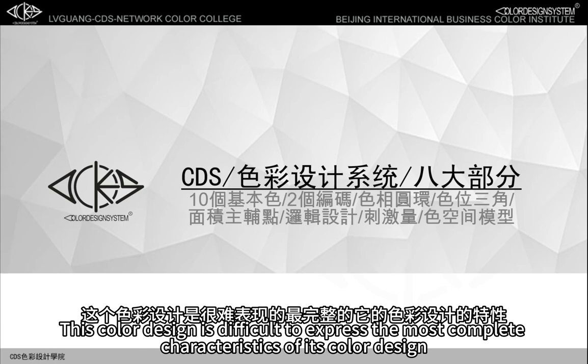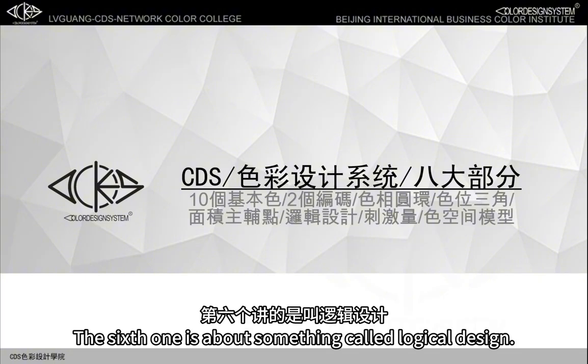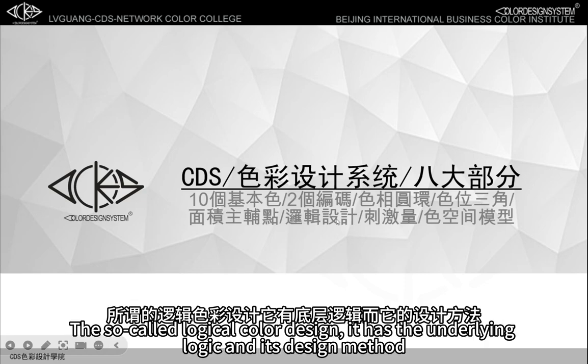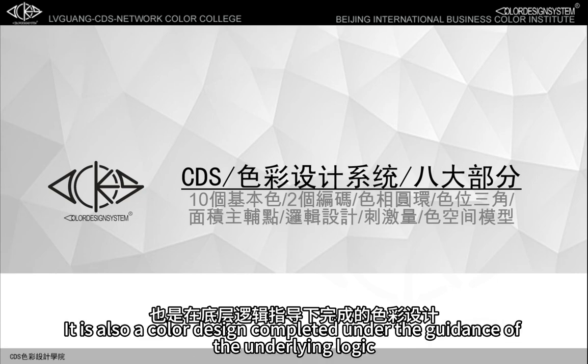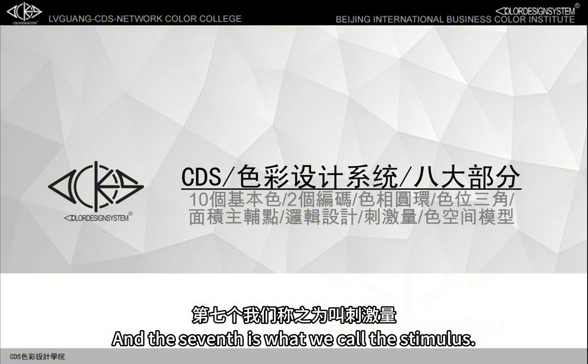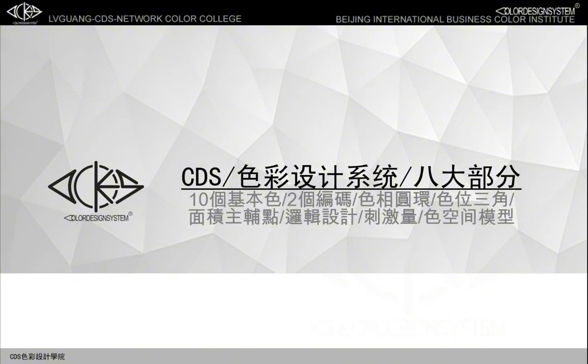Without this, color design is difficult to express its most complete characteristics. The sixth one is about something called logical design. The so-called logical color design has the underlying logic and its design method. It is also a color design completed under the guidance of the underlying logic. And the seventh is what we call the stimulus.